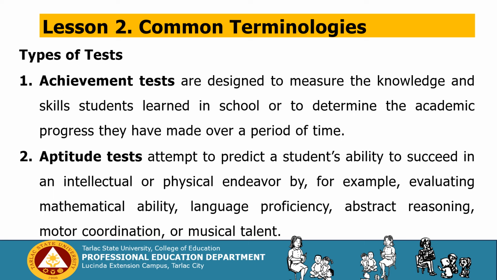Number two is aptitude tests. It attempts to predict a student's ability to succeed in an intellectual or physical endeavor by, for example, evaluating mathematical ability, language proficiency, abstract reasoning, motor coordination, or musical talent. Aptitude tests are forward looking in that they typically attempt to forecast or predict how well students will do in a future educational or career setting. Aptitude tests are often a source of debate since many question their predictive accuracy and value.